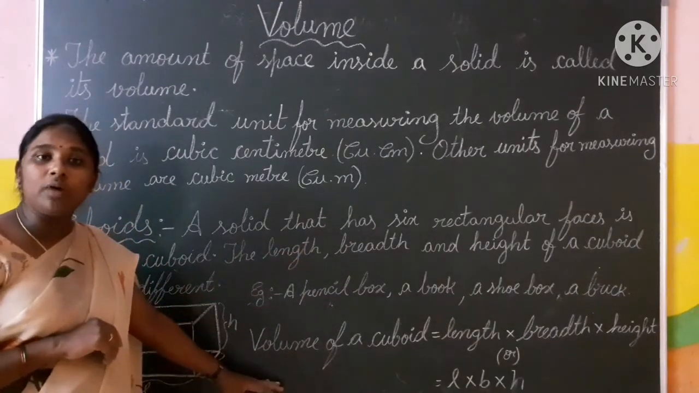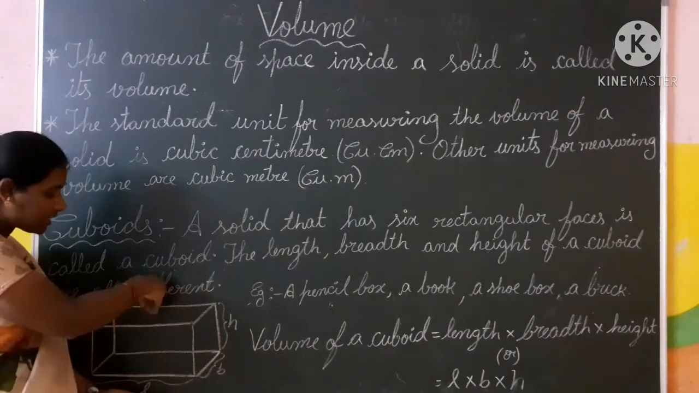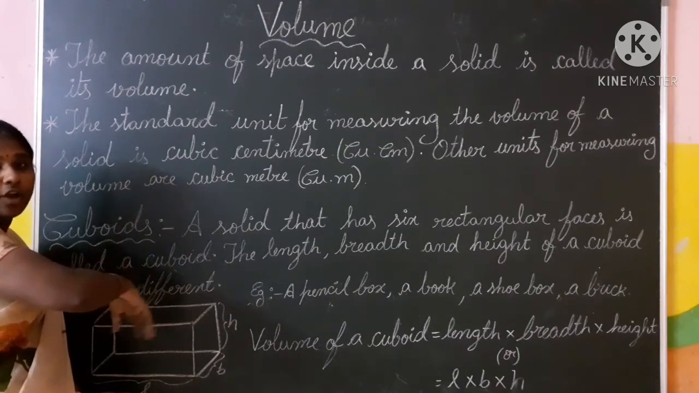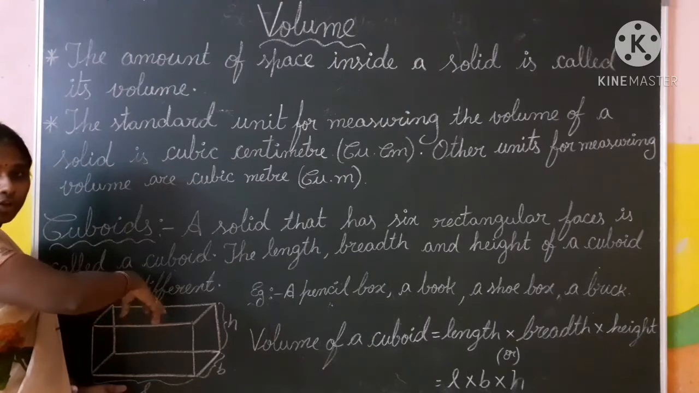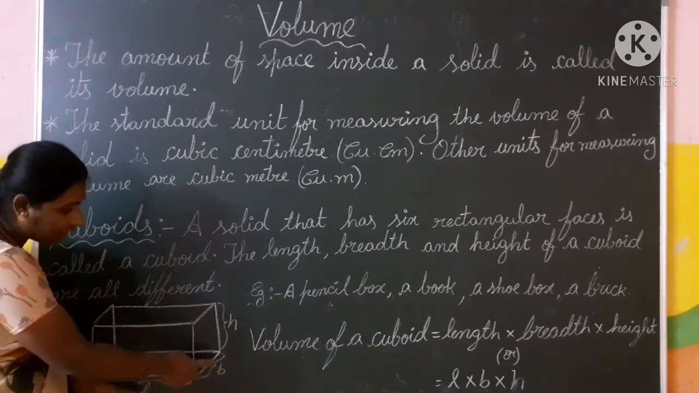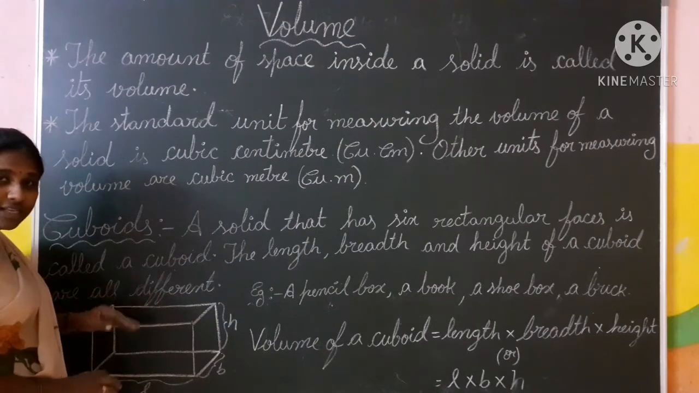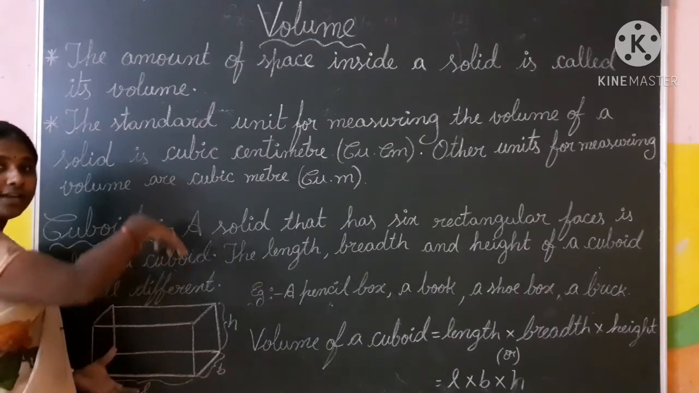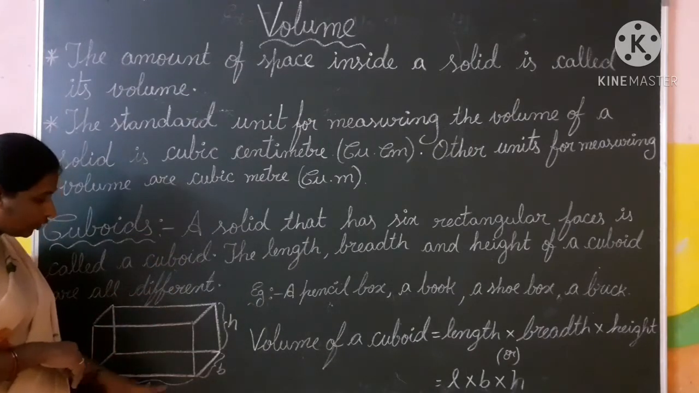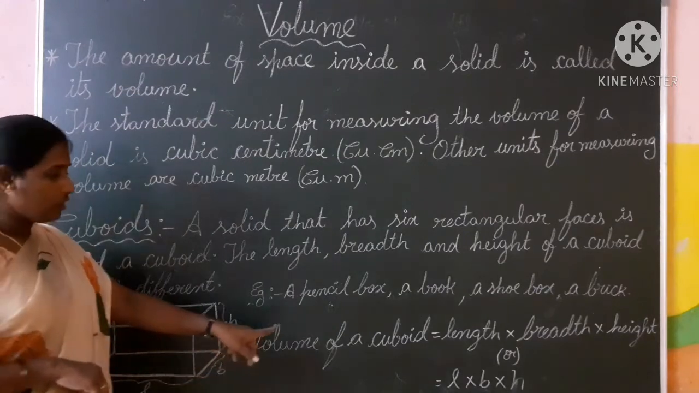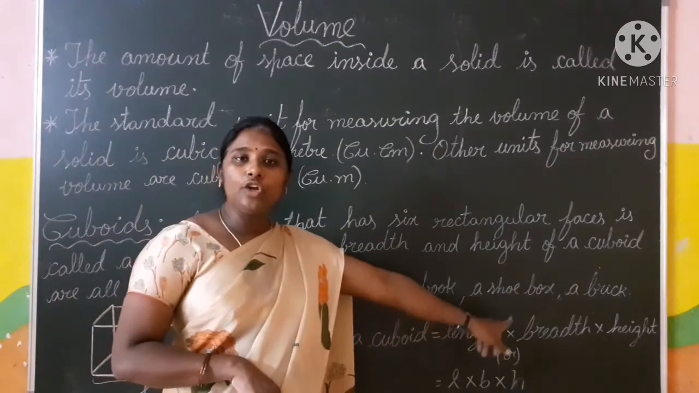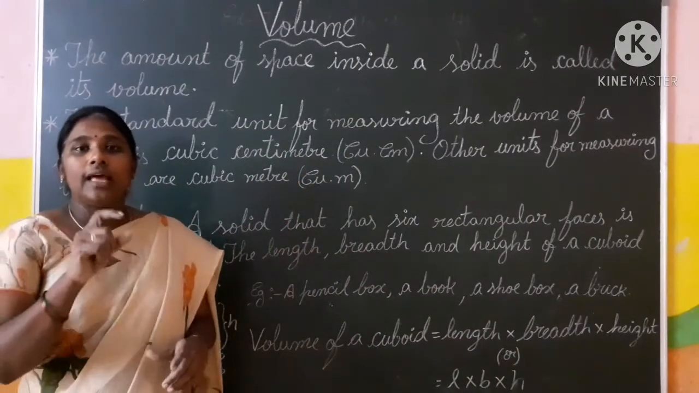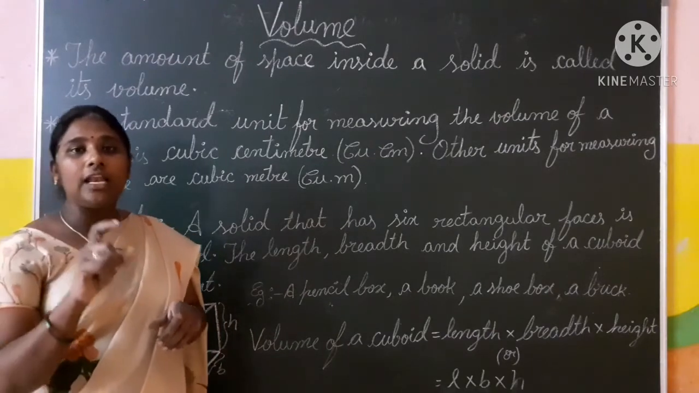Next is the volume of a cuboid. To find how much space inside this box is occupied is called its volume. So what is the volume of a cuboid? It is length into breadth into height. We have to find the volume of this cuboid. So the volume of a cuboid formula is length into breadth into height, L into B into H.